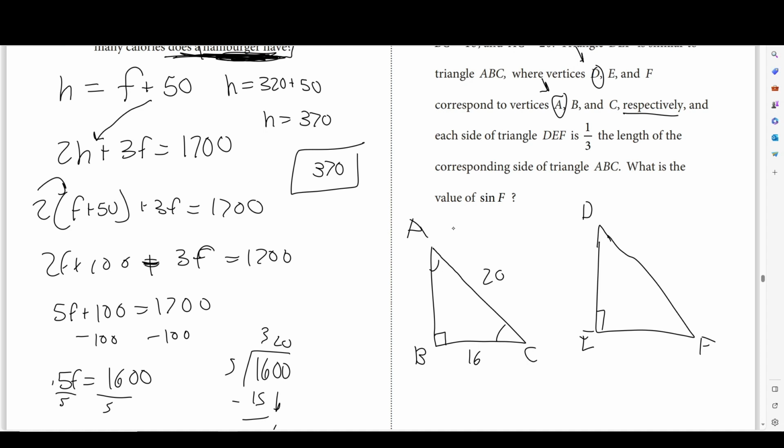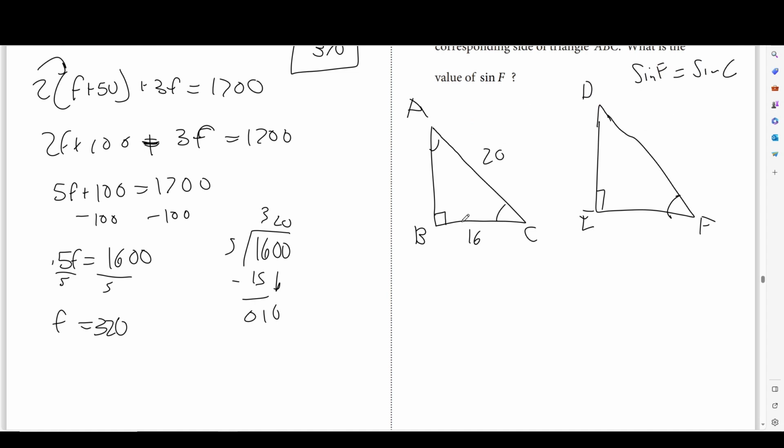A cool thing to know is that whenever you have similar triangles, and it's asking you for the sine of the angle of one similar triangle, it's going to be the same thing. So the sine of F is going to equal the sine of C. If you're asking me for the sine of F, that's the same thing as asking me for the sine of C, because, remember, trigonometry is all about ratios. The ratios between similar triangles are always going to be the same. So really, sine F and sine C are the same thing.